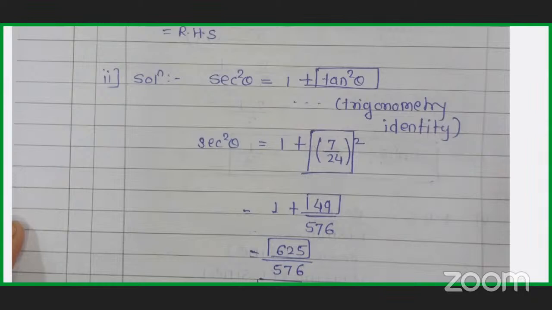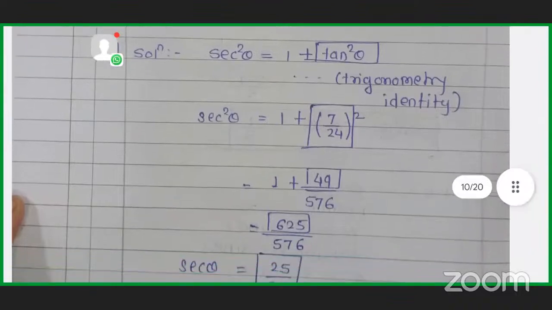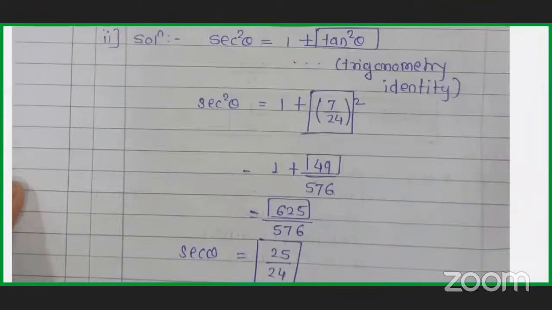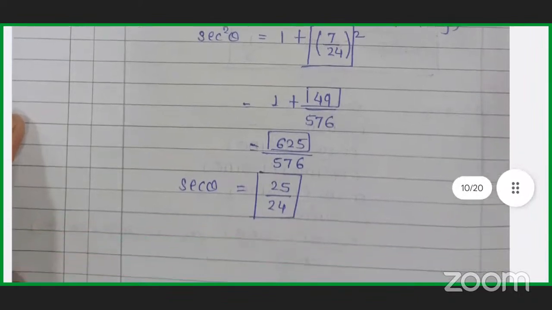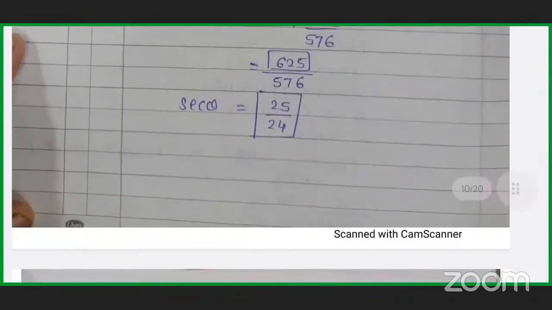So sec square theta is 1 plus, what is the value of tan theta? That is 7 upon 24 bracket square. So here we write 1 plus 49 upon 576. Same denominator, so 576 plus 49 upon 576. We get 625 upon 576. Taking square root on both sides, what do we get? Sec theta is equal to 25 upon 24.